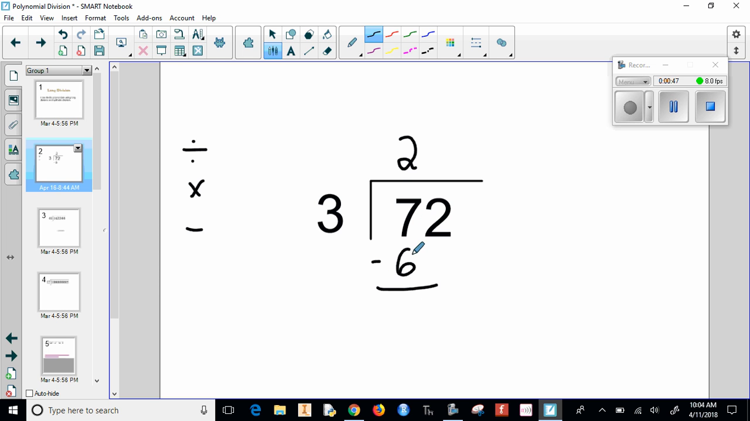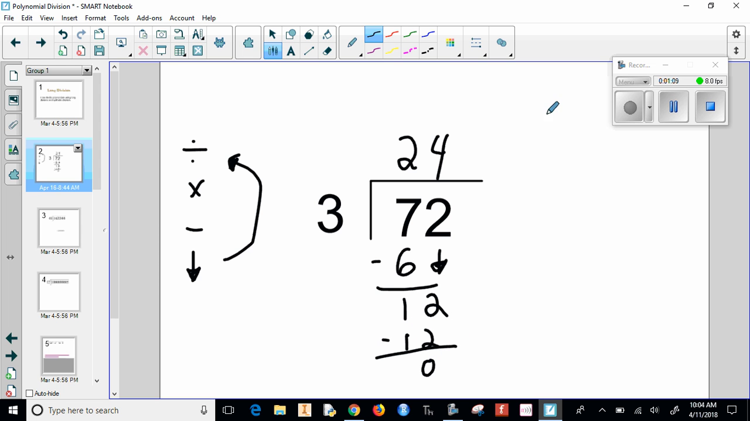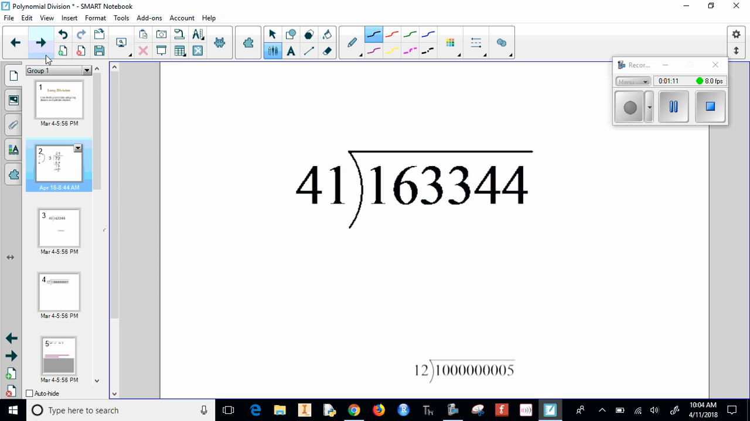And then we bring down the next value that makes sense, in this case of 2. And then we start the whole process over using this number here. 3 goes into 12 4 times, and then we subtract to get 0. All right, that was a pretty basic one. Now let's do one that's a little bit more complicated.